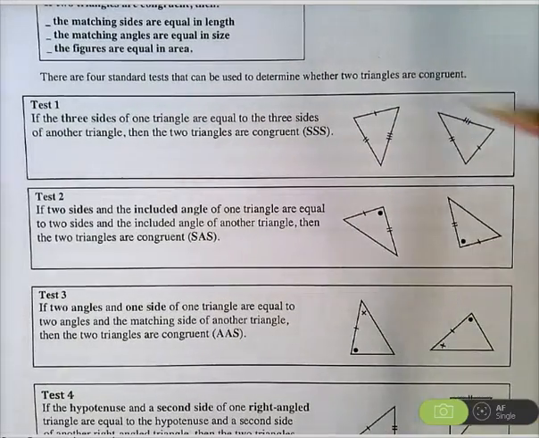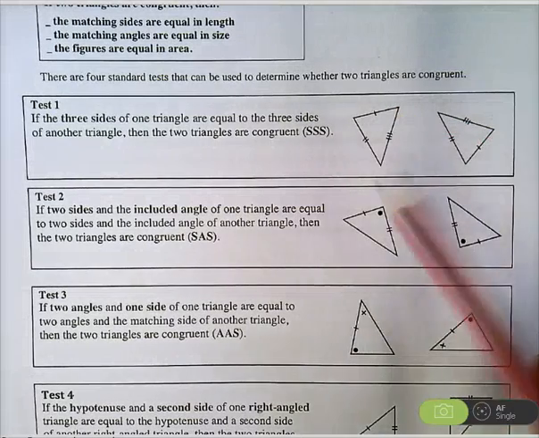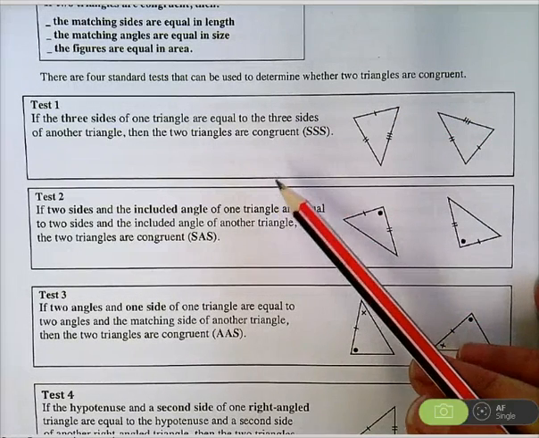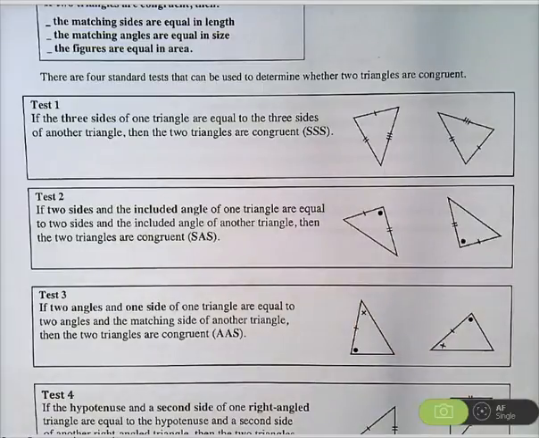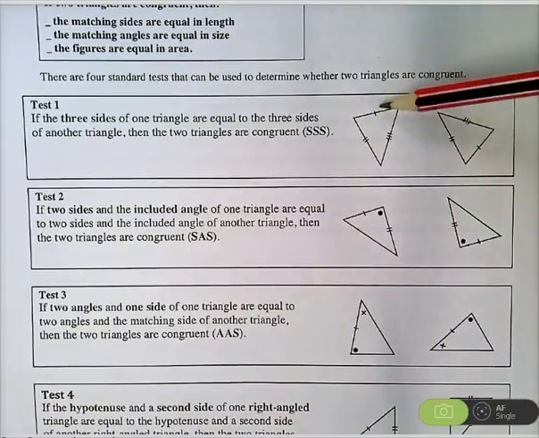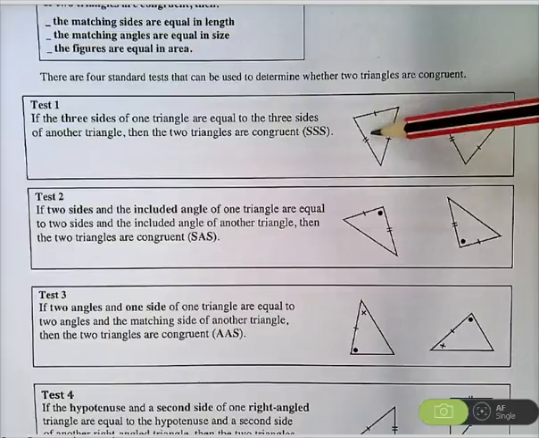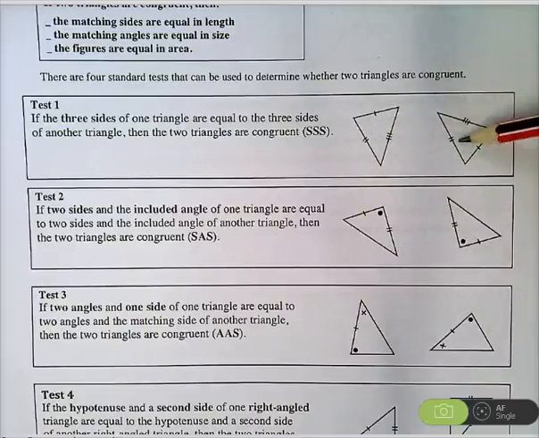And the first test is if 3 sides of one triangle are equal to 3 sides of another triangle, then the 2 triangles are congruent, and that's by rule SSS. So if you look at the first triangle here, we've got single dash matches with single dash here. The double dash there matches with the double dash there, and the triple dash side matches with the triple dash side there. So those 2 triangles are congruent by SSS.